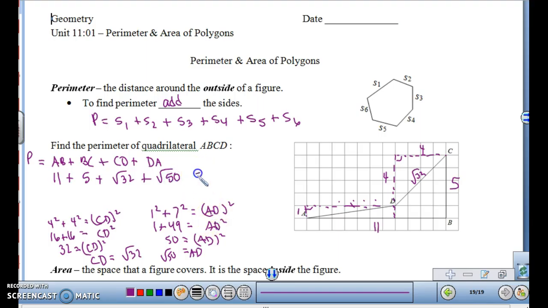Okay. So my perimeter is going to be 16 plus the square root of 32 plus the square root of 50. If we wanted to round this off, we would enter this in our calculator. This is approximately 28.7, rounded to the nearest tenth. So perimeter means to add up all the outsides. With horizontal and vertical lines, you can count. With slanted lines, you have to use the Pythagorean theorem and square it off.